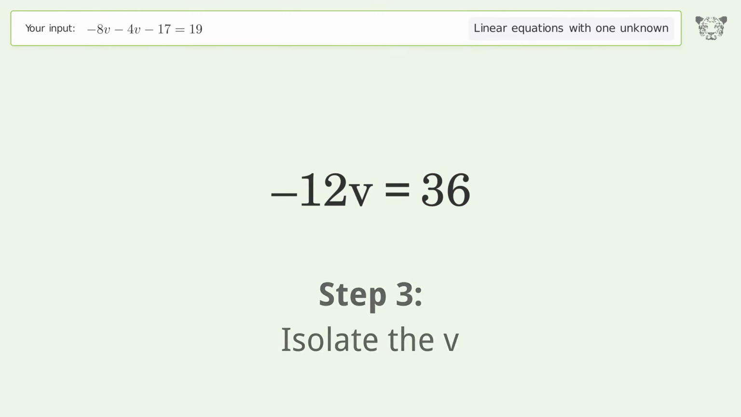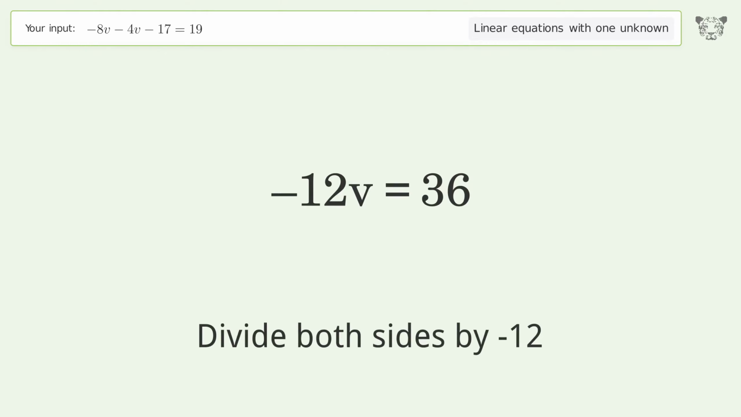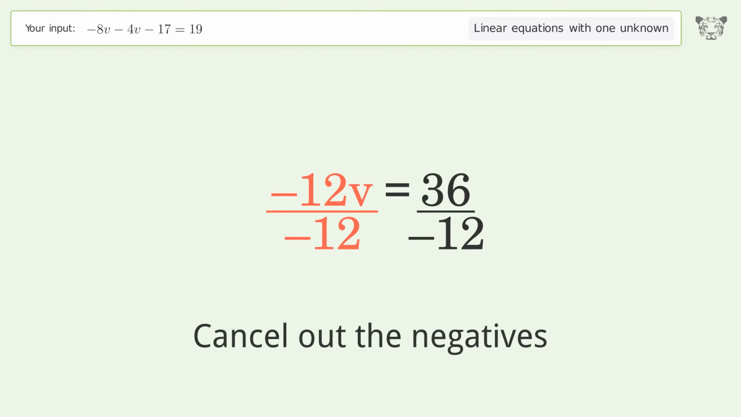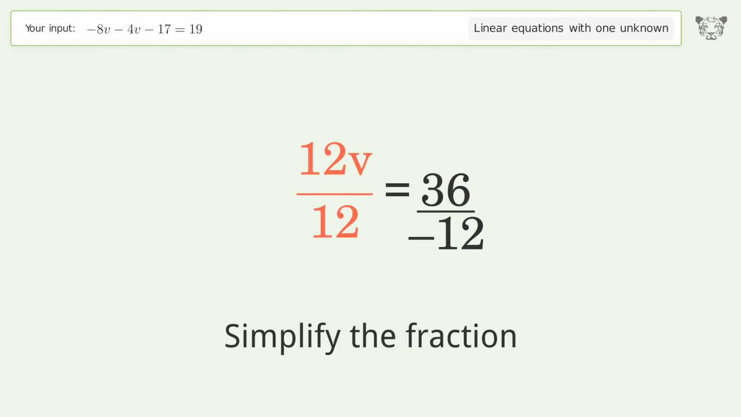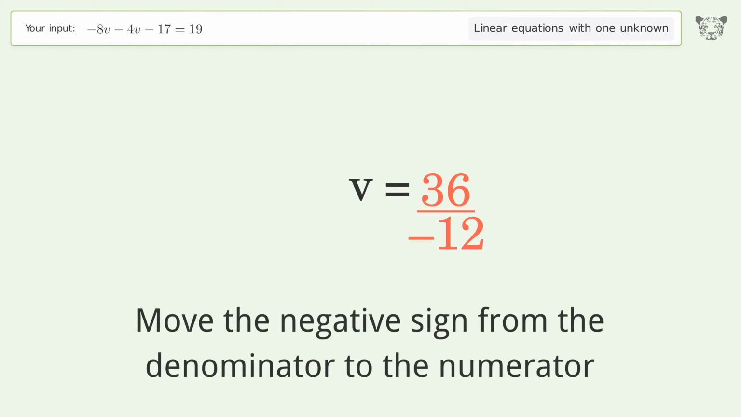Isolate the v. Divide both sides by -12. Cancel out the negatives. Simplify the fraction. Move the negative sign from the denominator to the numerator.